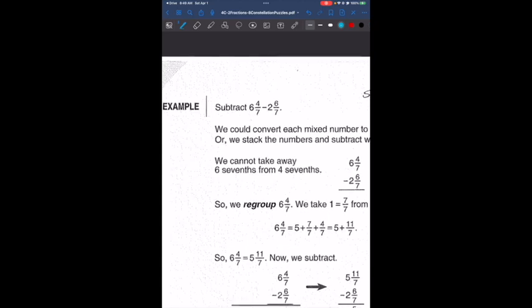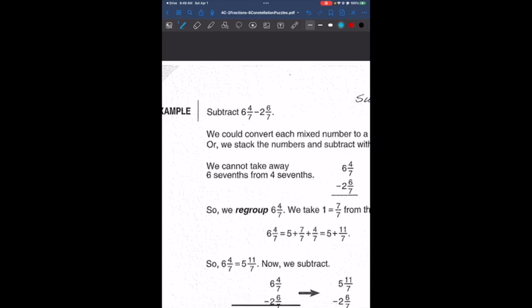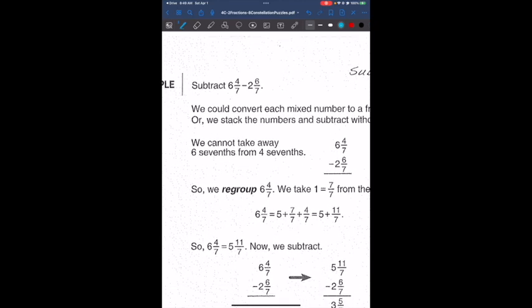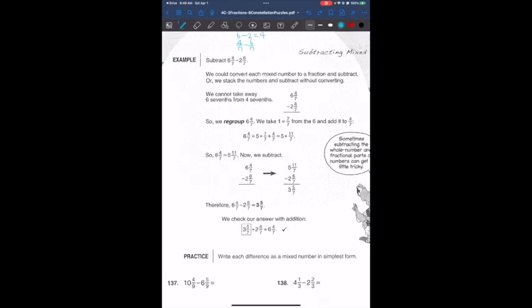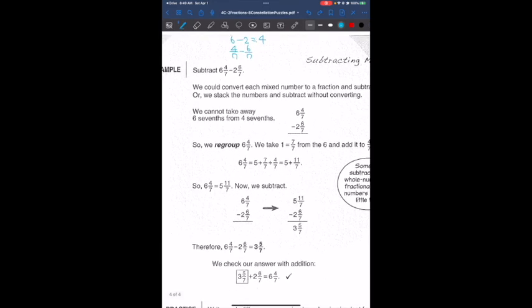So it says subtract 6 and 4 over 7 minus 2 and 6 over 7. So we're first going to subtract the whole numbers, so it's going to give us 4. But when we're trying to subtract the fraction, we can see that the number that we're subtracting is larger than the number that we're subtracting from. And so that is going to get us -2 over 7.